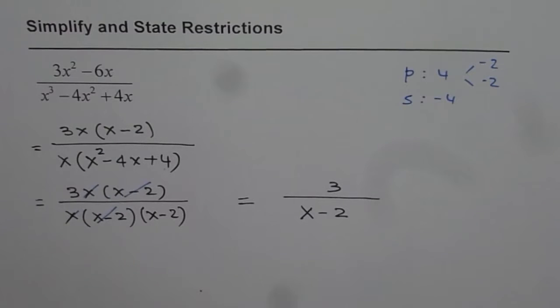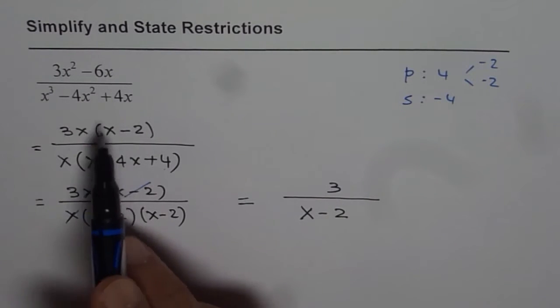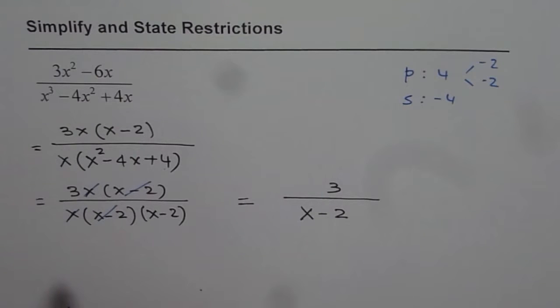Now the question is how to state restrictions. At times I have seen students make the mistake of writing restrictions from the simplified expression. So you get one restriction, and that is x is not equal to 2. Well, that will be wrong. The restrictions on this rational expression are x cannot be equal to 0 also. You cancelled out this factor, which gives x not equal to 2. So we have basically two restrictions here.